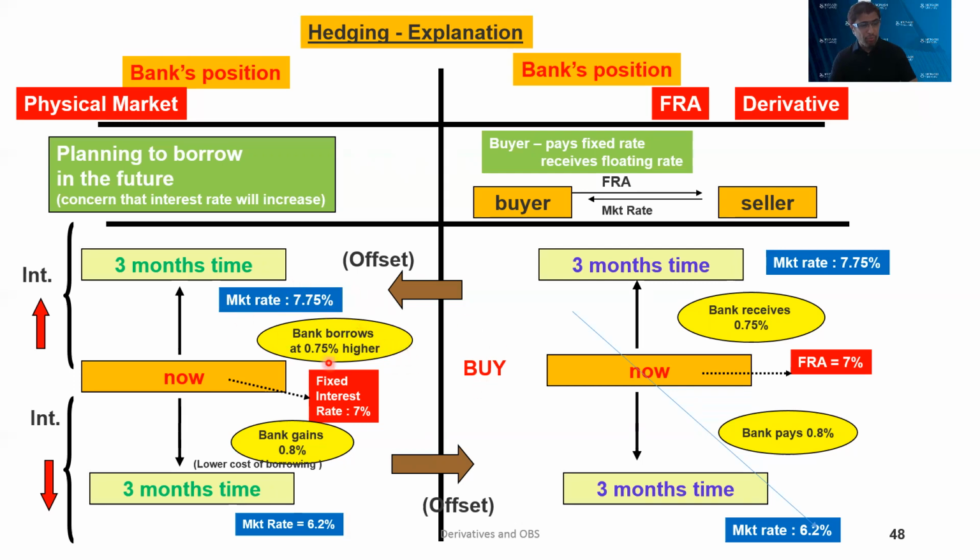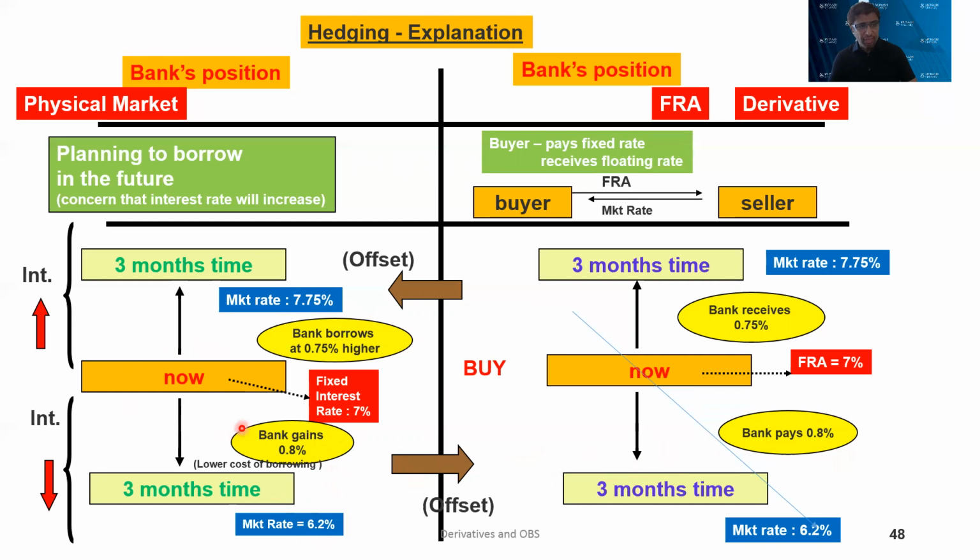But now the calculation is still the same. Now, assuming the rate goes to 6.2, which means 80 basis points have dropped. In this case, you will have to pay 80 basis points to the seller. If the interest rate drops, of course, the seller will benefit and get the difference between the FRA contract and the market rate, 7% minus 6.2. So 80 basis points have to be paid, and you can see the arrow here, it will be paid to the physical market.